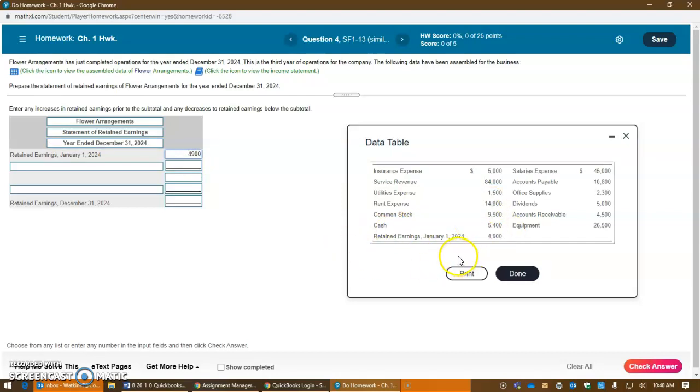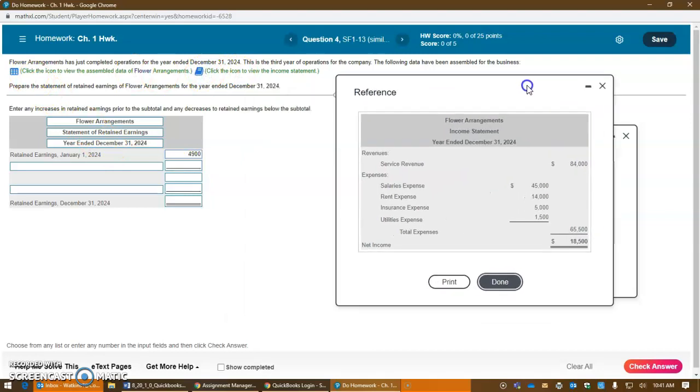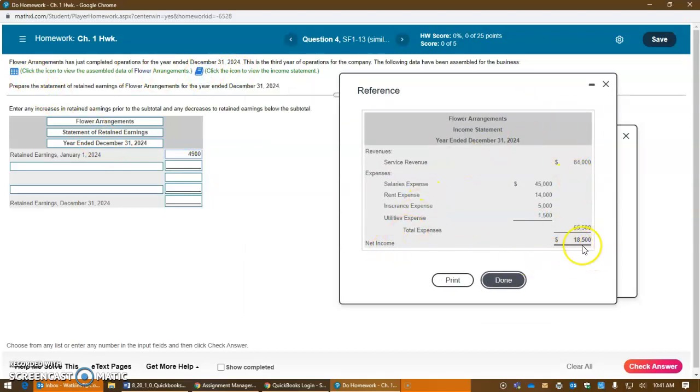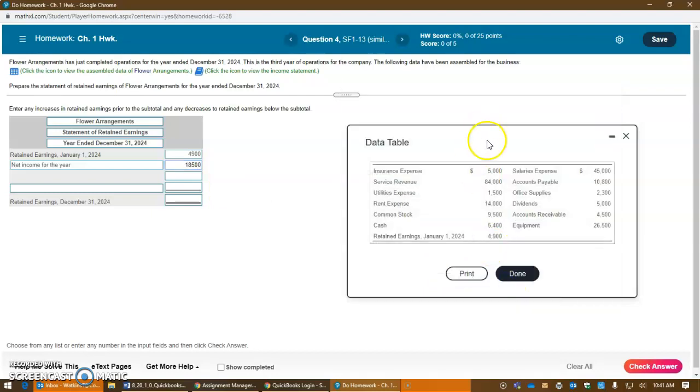Things that add to the statement of retained earnings, that's money that we have made throughout the year that makes retained earnings go up. In other words, that's our net income. So let's click this and we're going to use the net income number on the income statement, 18,500. So net income for the year, that makes retained earnings go up. That's more money that we can put back into our business. So we've used that statement, so we're going to click done.